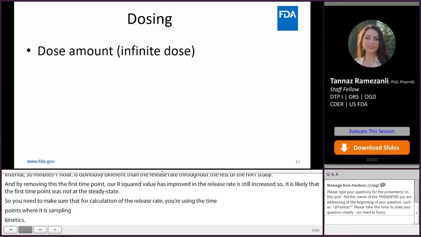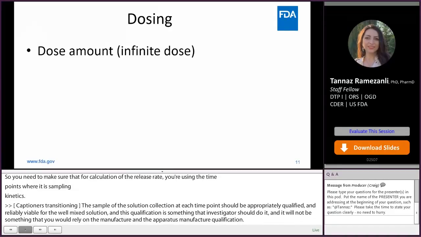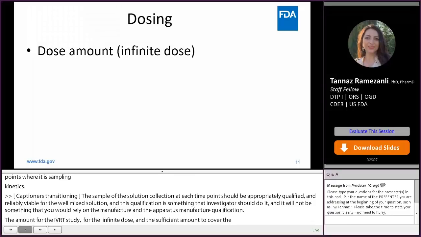The dose amount for the IVRT study should be an infinite dose or semi-infinite dose, and should be sufficient enough to completely cover the whole exposed area of the membrane, and should be sufficient enough to provide a steady-state release kinetics throughout the IVRT study. So while there is no cutoff value or specific range to define this infinite dose amount, your IVRT profile would speak to whether the infinite dose were used or not.